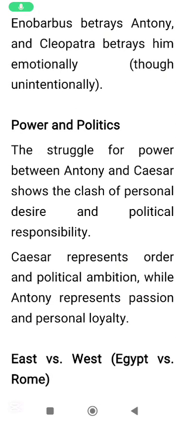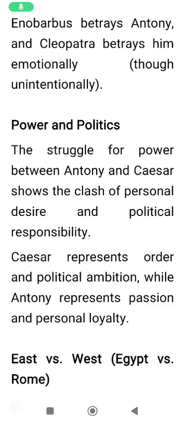Power and politics. We can see the struggle for power between Antony and Caesar shows the clash of personal desire and political responsibility. From the struggle between them, we can see Caesar is more politically inclined than who now? Than Antony, who treats politics with love, putting politics on one side and facing love, where it should be what now? Handling his political duties. So Caesar represents order and political ambition, while Antony represents passion and personal loyalty.